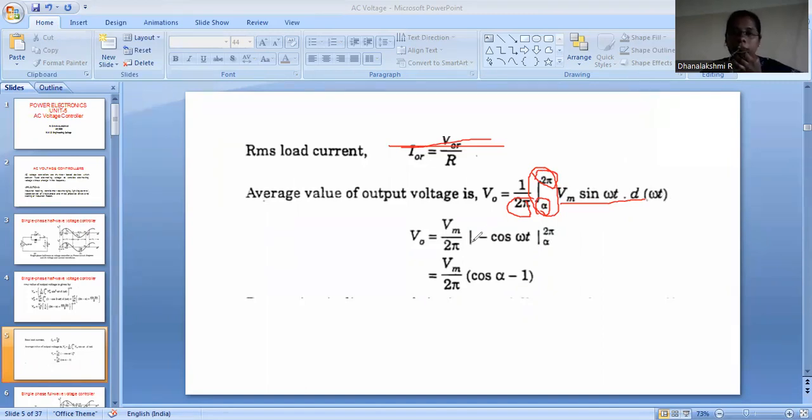Again, taking this Vm outside, and if you integrate sin omega t and substitute the limits, we're getting our V naught average. That is our output average value to be Vm by 2 pi into cos alpha minus 1.